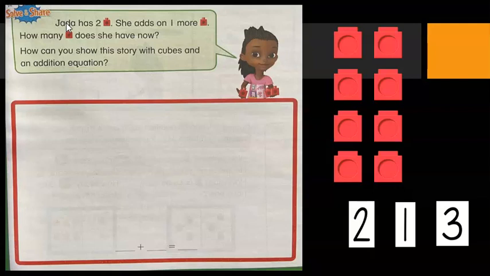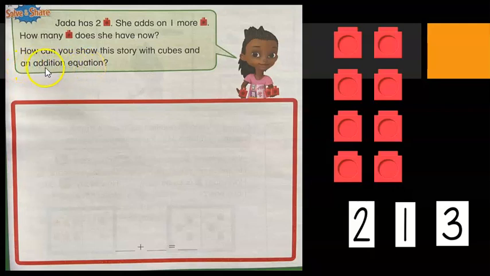It says here, Jada has 2 red cubes. She adds on 1 more cube. How many cubes does she have now? Okay, that's our question there. Then it asks us, how can you show this story with cubes and an addition equation?